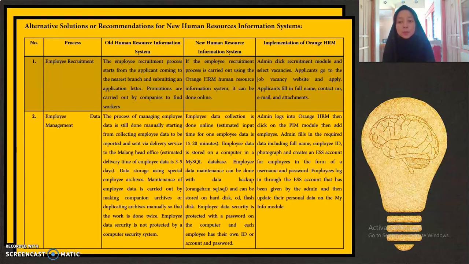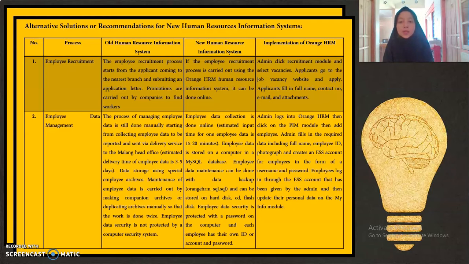Maintenance of employee data is carried out by making companion archives or duplicating archives manually, so that the work is done twice. Employee data security is not protected by a computer security system. But the new human resource information system explained that employee data collection is done online.